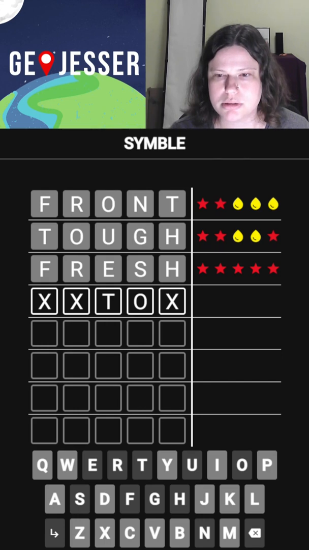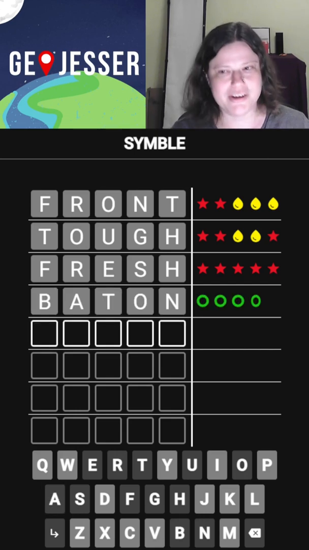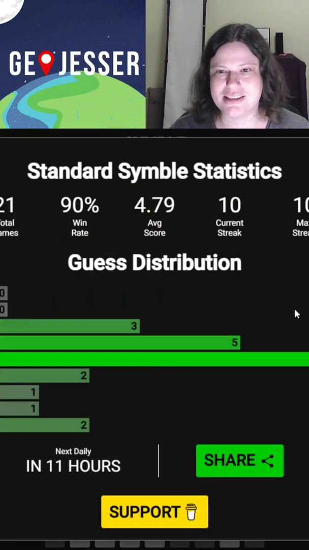Okay. What could this be? There's an A available. T-O-R or T-O-N. Baton. And there it is. The greens were actually green today.